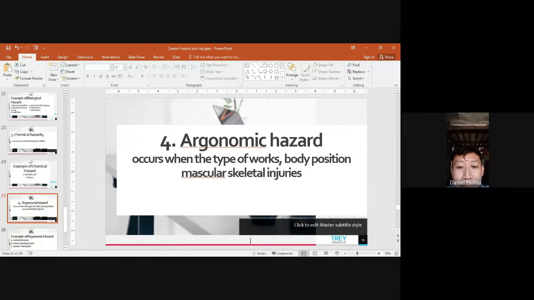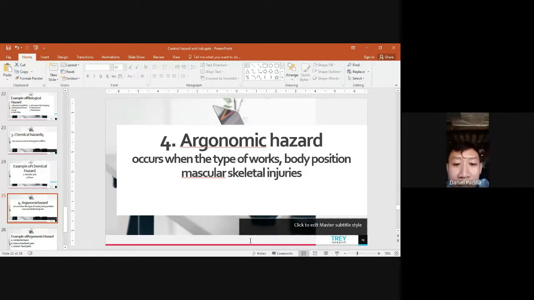Ergonomic hazard. Ergonomic hazards are physical conditions that may pose risk of injury to the musculoskeletal system, such as the muscles or ligaments of the lower back, tendons or nerves of the hands, wrists, or bones surrounding the knees, resulting in a musculoskeletal disorder, or occurs when the type of work's body position causes musculoskeletal injuries.